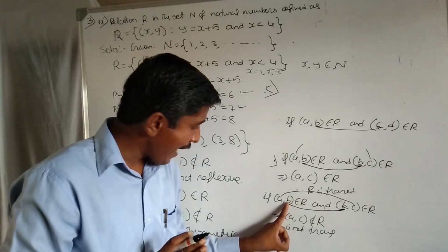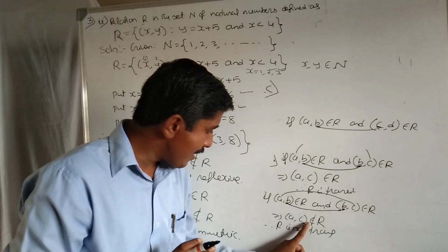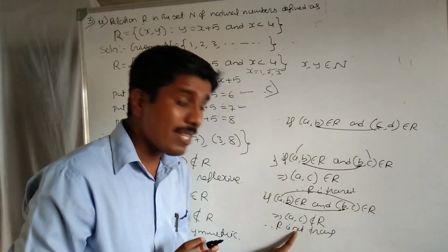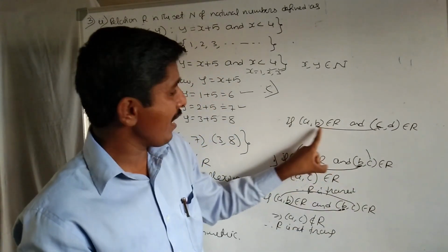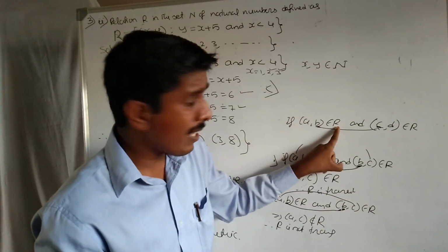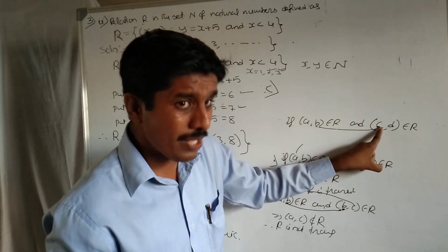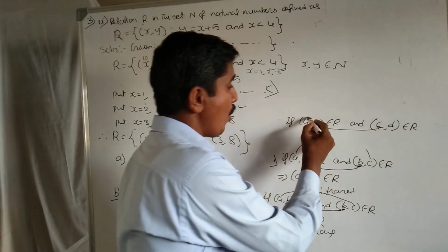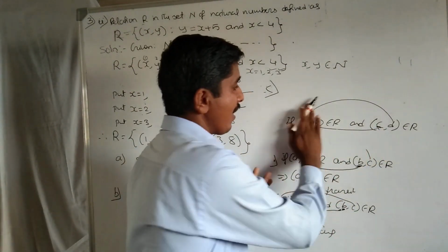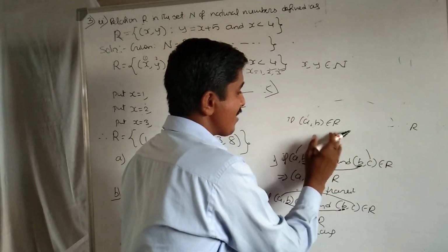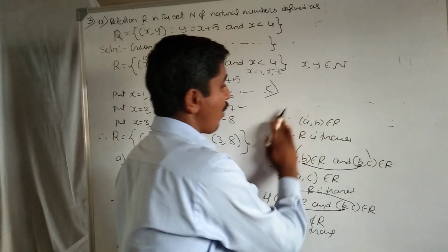Next, if the second element equals the first element but (A, C) does not belong to the relation, then we say that R is not transitive. Now a very important case: (A, B) belongs to R and (C, D) belongs to R. Suppose B is not equal to C. Then there is no need to verify whether (A, D) belongs to the relation. Therefore this element itself is transitive, and R is transitive. Very important.